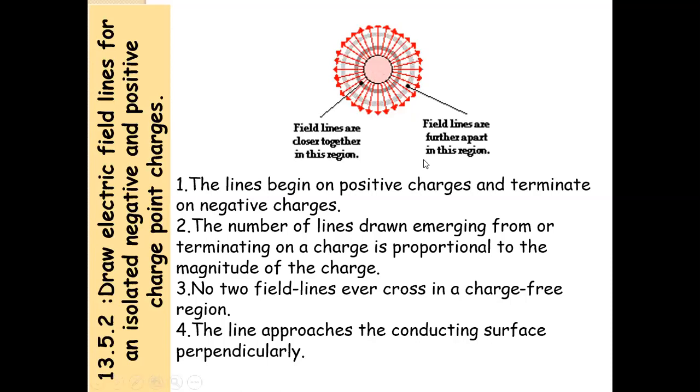The lines begin on positive charges and terminate on negative charges. The number of lines emerging from or terminating on a charge is proportional to the magnitude of the charge. It means that if the density is more, the number of lines should be more. If the density is less, the number of lines should be less. No two field lines ever cross in a charge-free region. The field lines never cross each other, and the lines approach a conductive surface perpendicularly. These imaginary lines must be drawn perpendicular to the surface.